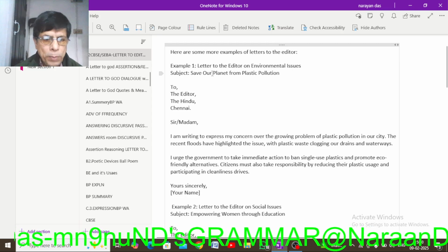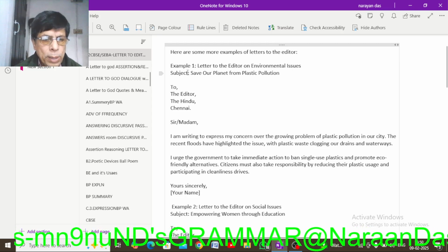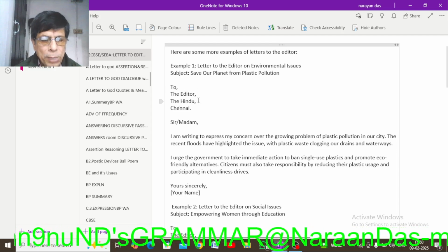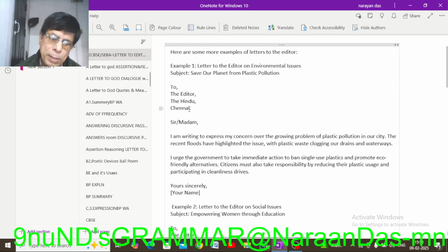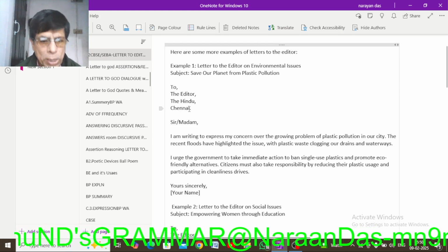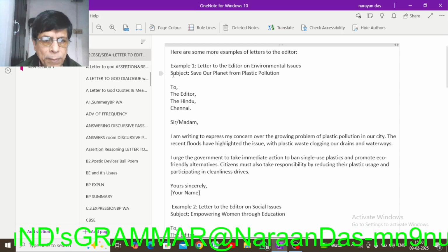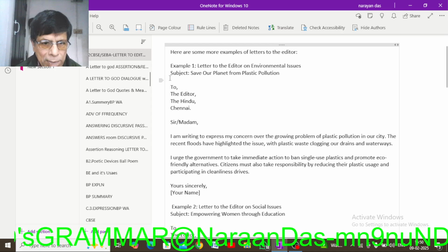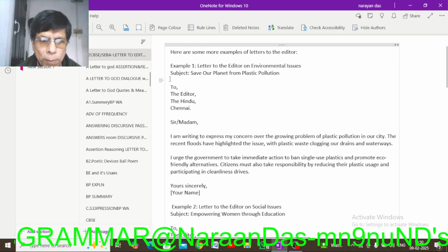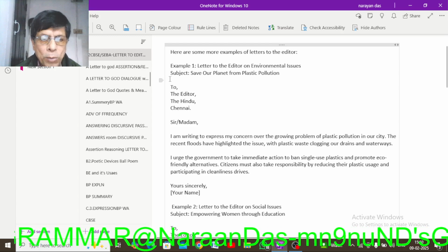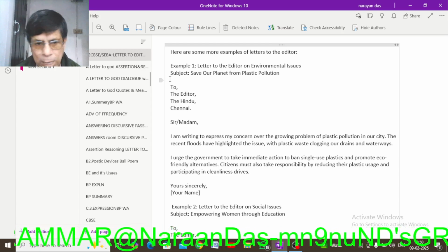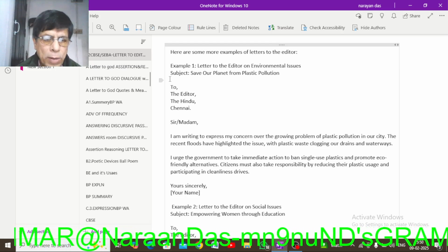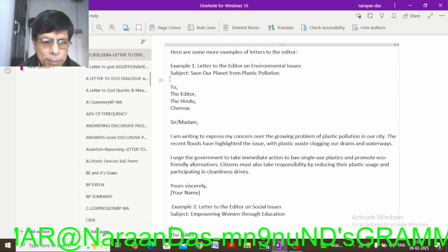So at first you have to write the direct address to the editor, then the name of the newspaper, then the place from which the newspaper is published. But before that, you have to put your name and address, then the date in full form, suppose 7th February 2025, like this. Do not write the date in other forms, write it in full form, I repeat.